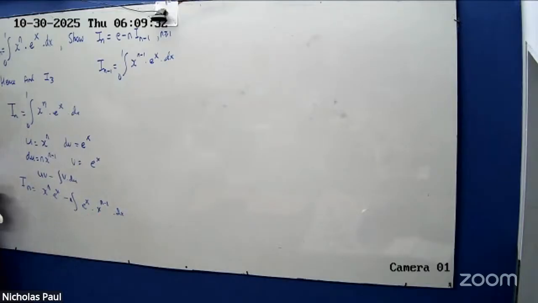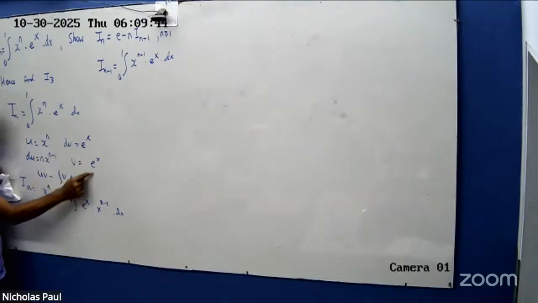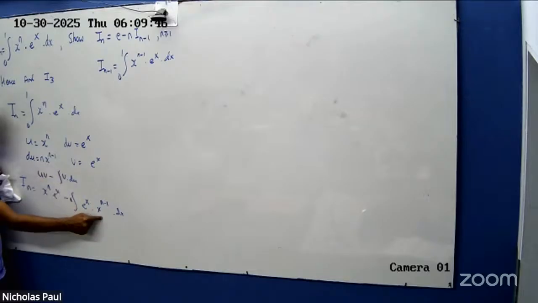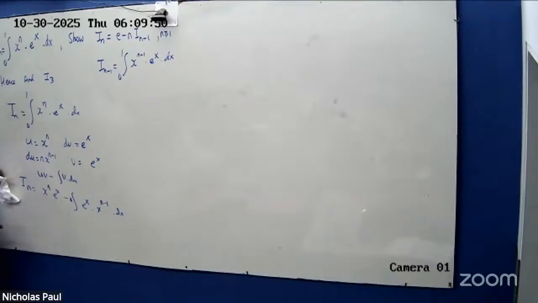Anybody get lost? Yeah? You sure, Amber? So I plugged in u, I plugged in v, and I plugged in du. I just took the n and pulled it on the outside. Everybody okay with that? But remember, we're dealing with limits, right? So here has to have 0 to 1. Here has to have 0 to 1. Clear? Okay with that? So this is I_n.